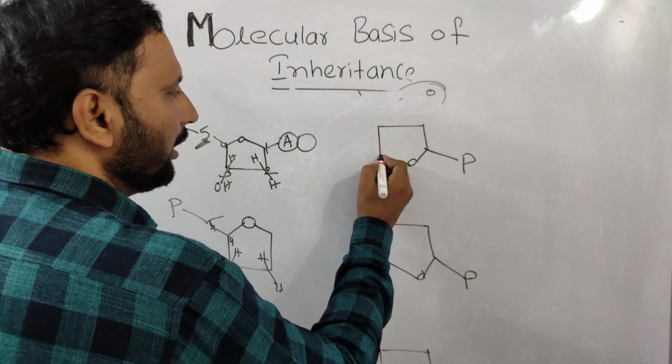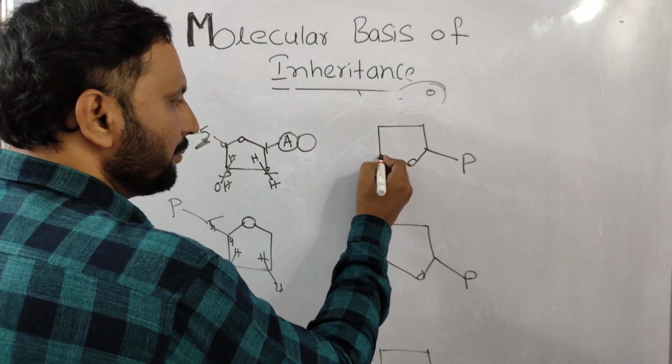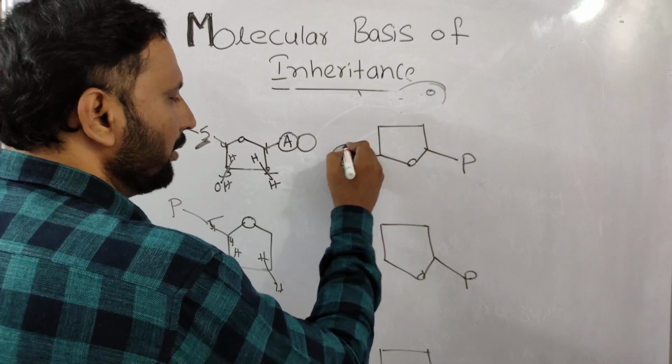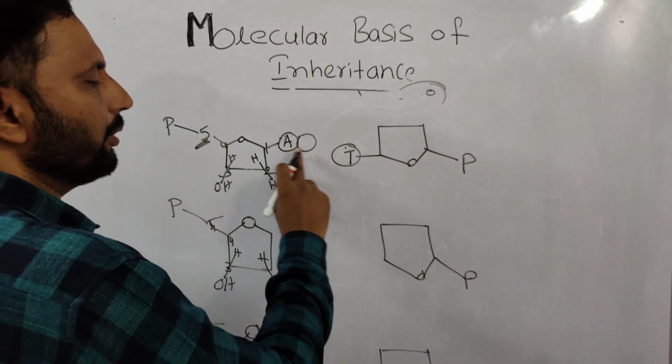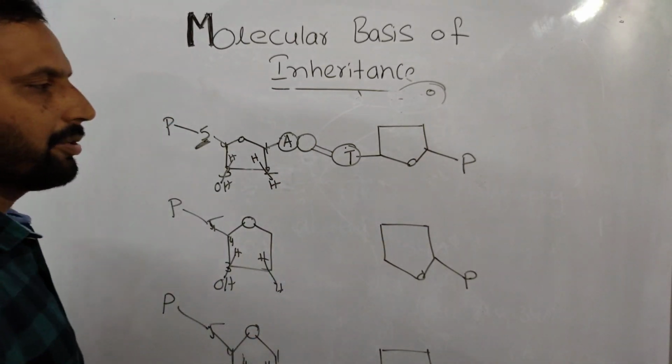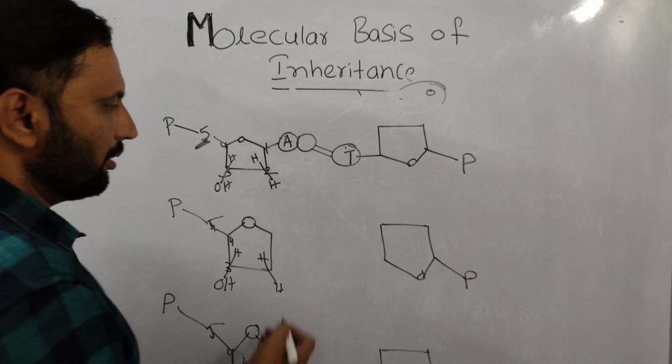What they are telling here is only the nitrogen base. What is the nitrogen base? Thymine. Thymine is a pyrimidine, and this is adenine, a purine. So adenine and thymine, their hydrogen bonds can be established.